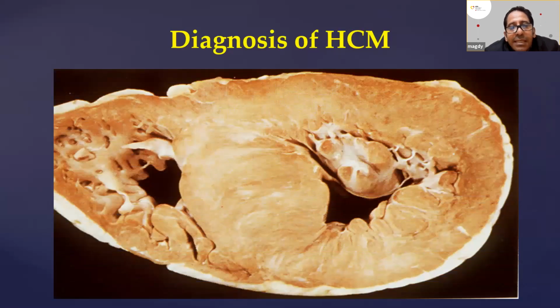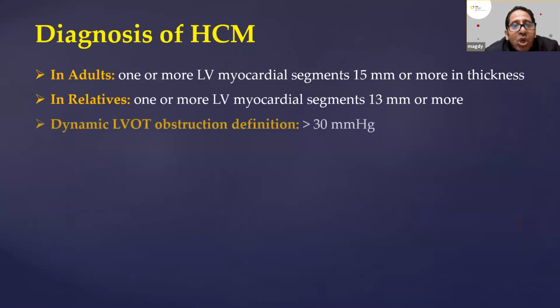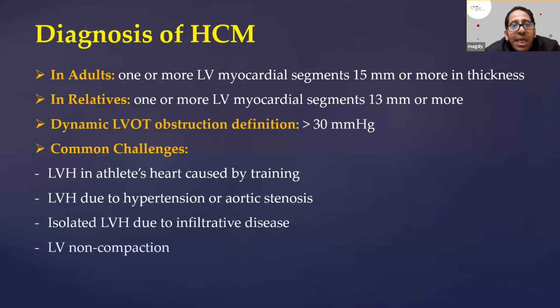This is a classic cut section from a hypertrophied ventricle showing the hypertrophied septum in a case of hypertrophic cardiomyopathy. So in adults, for diagnosis of hypertrophic cardiomyopathy, one or more LV segments measure 15 millimeter or more. In relatives, one or more LV segments measure 13 millimeter or more. The gradient at rest, present in patients who have classic dynamic outflow tract obstruction, is more than 30 millimeter mercury.